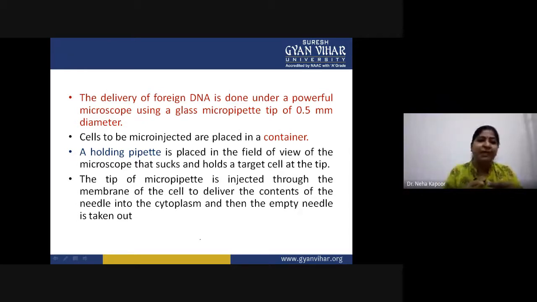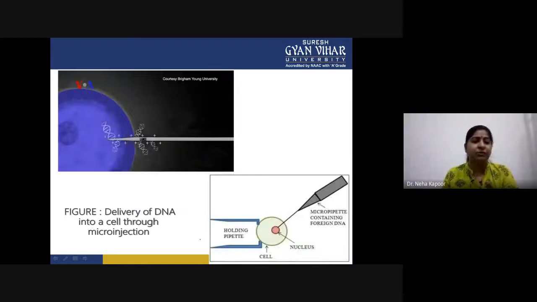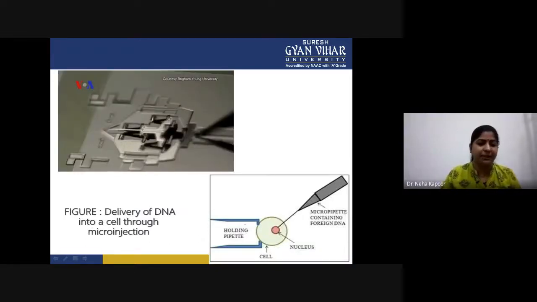Then we inject the micropipette or syringe. The tip of that micropipette is injected through the membrane of the cell to deliver the content of the needle inside the cytoplasm or to the nucleus. Once the contents of the syringe are empty, the needle can be taken out. So this is the actual procedure, how it is happening.